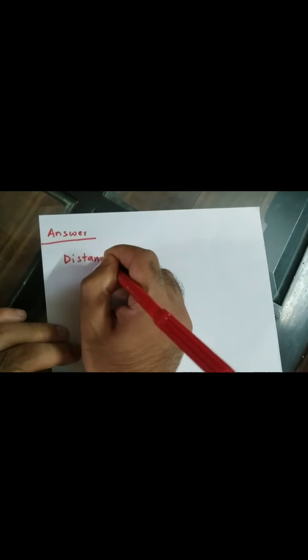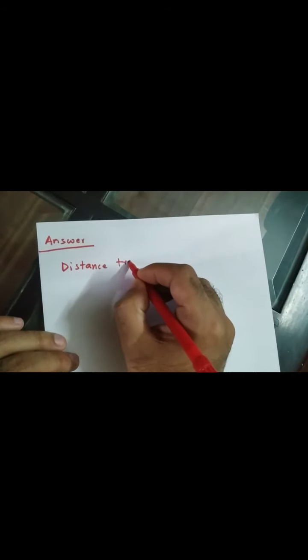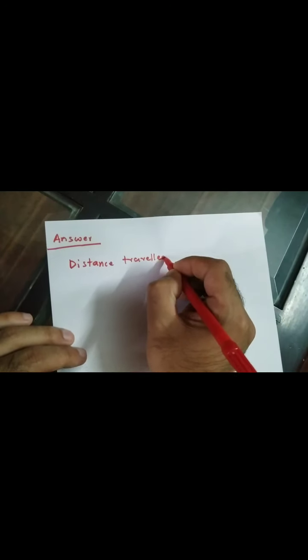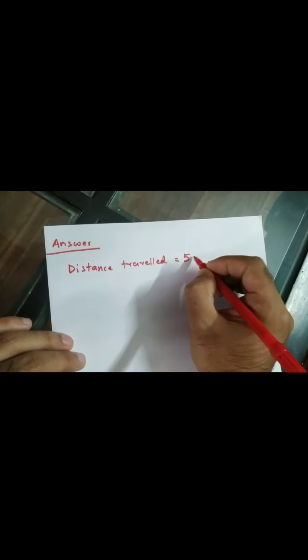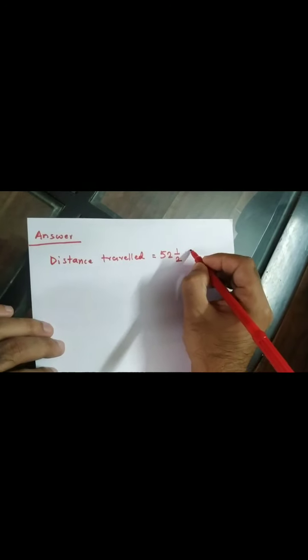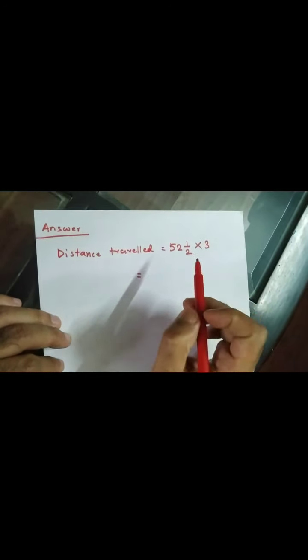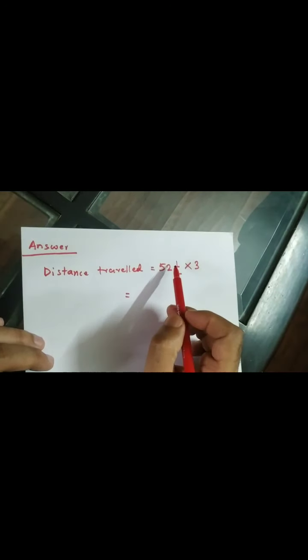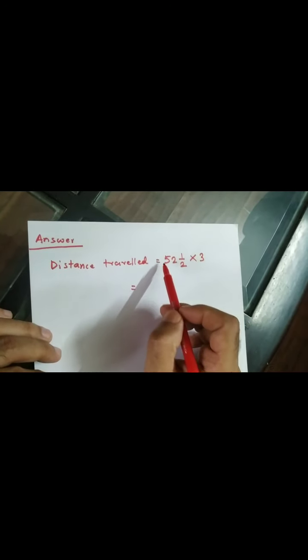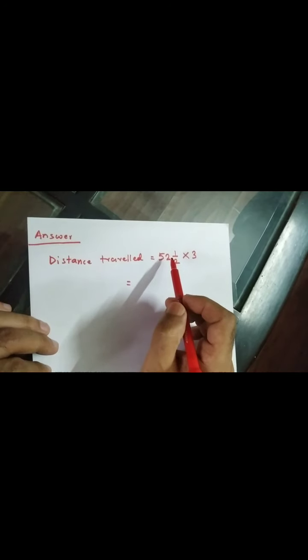Distance traveled is equal to 52.5 into 3. So what will be my first duty? My first duty will be to convert this mixed number into an improper fraction.